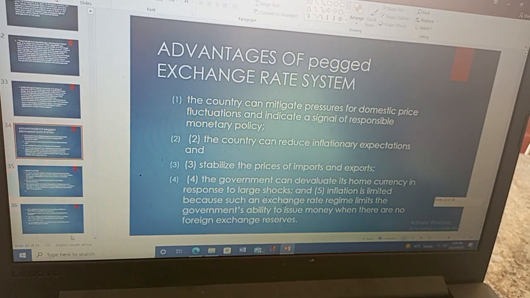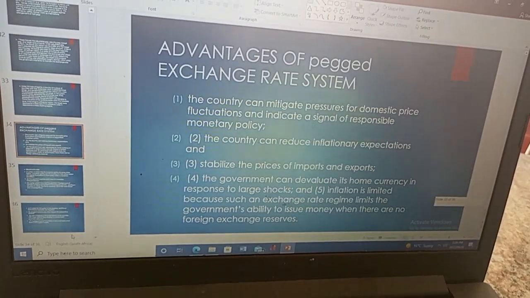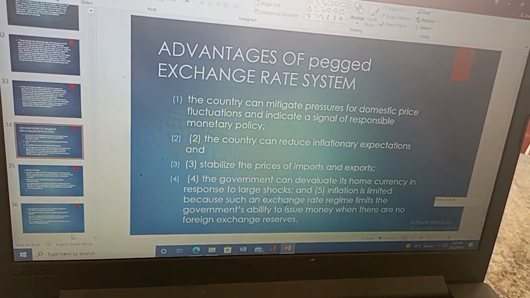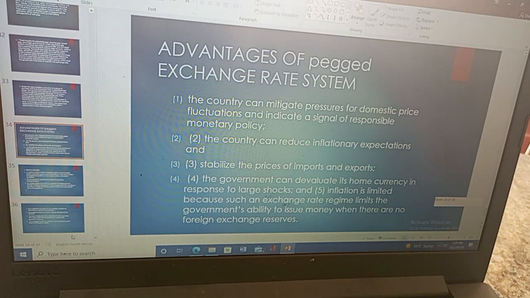Let me go over the advantages again for the last time. The country can mitigate pressures for domestic price fluctuations and indicate a signal of responsible monetary policy. The country can reduce inflationary expectations and stabilize the prices of imports and exports. The government can devaluate its home currency in response to large shocks, and inflation is limited because such an exchange rate system limits the government's ability to issue money when there are no foreign exchange reserves.